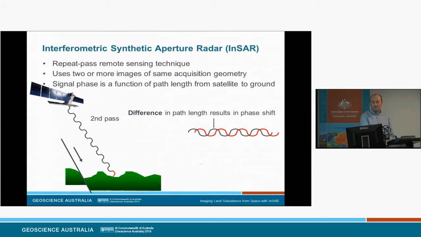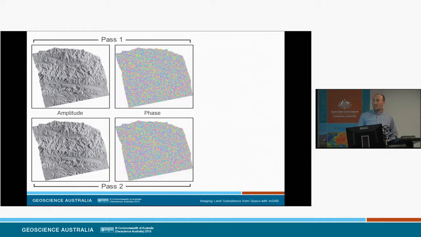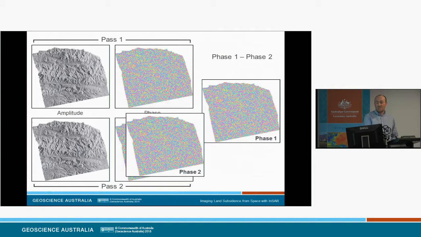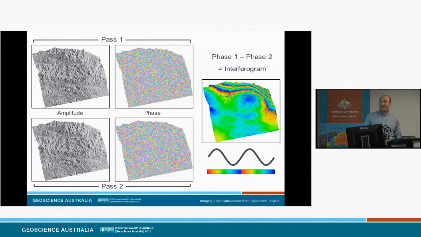range change. If we look at that spatially here, we have the amplitude image and the phase image for the first pass, and the same for the second pass. The images look the same, and the phase image itself looks like random noise essentially, but if we take the 2 phase images and do an interferometric process on it, some magic happens, and you end up with this fringe pattern, which we saw at the beginning.